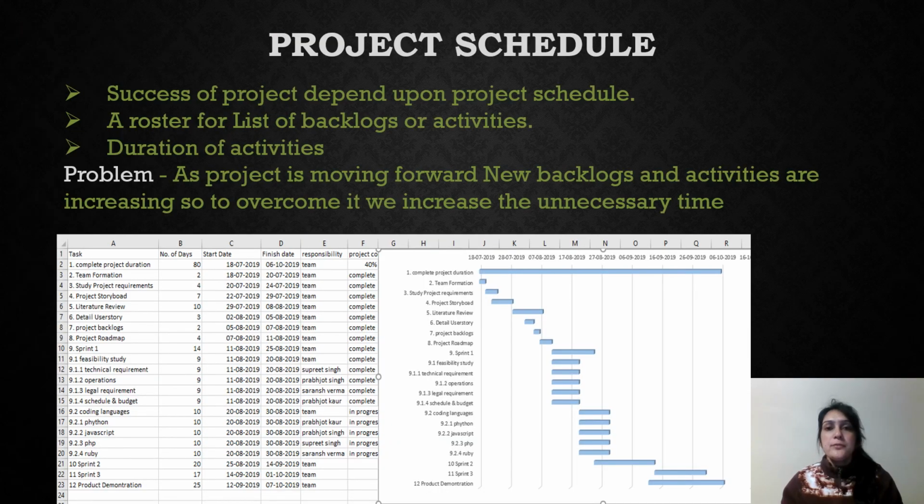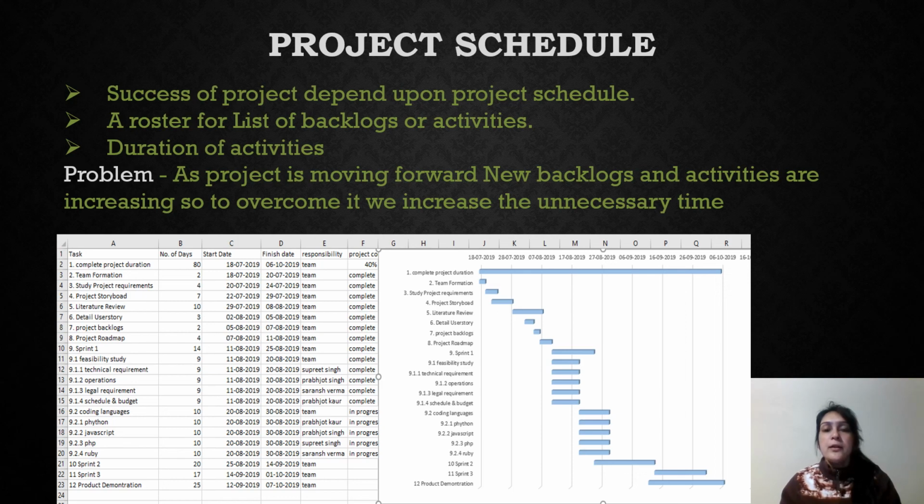Hi, my name is Prabhjot Kaur and I'm continuing with the feasibility study of our project. Here I would like to mention the different dimensions of the feasibility study. First one is the project schedule, which plays a very important role in project management. The success of any project depends upon the project schedule.